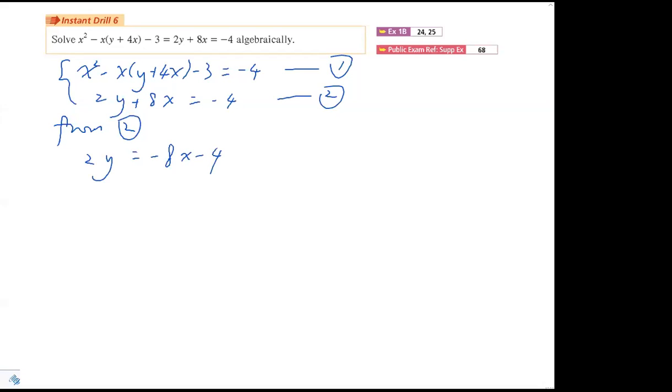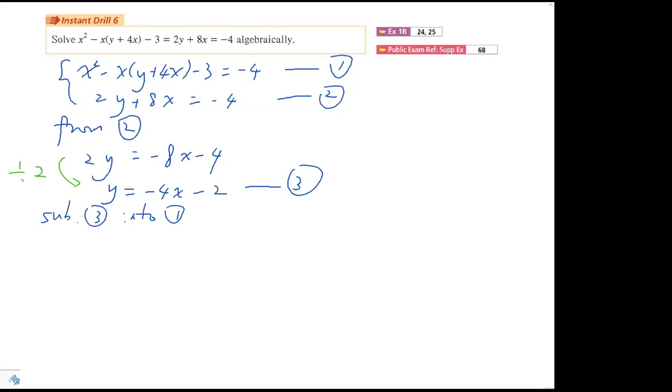And then when we divide the whole equation by 2, we will divide every term by 2. So y will be equal to -4x minus 2. So this step is doing this divided by 2. Okay. So y is the subject of this equation now. And then I will call this equation 3. And then I will substitute equation 3 into equation 1.